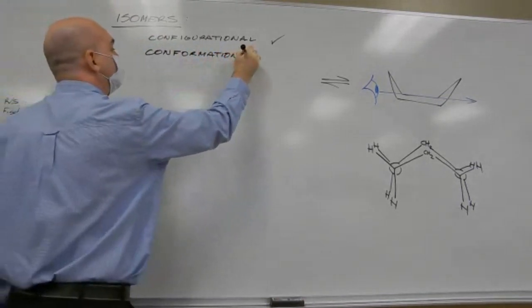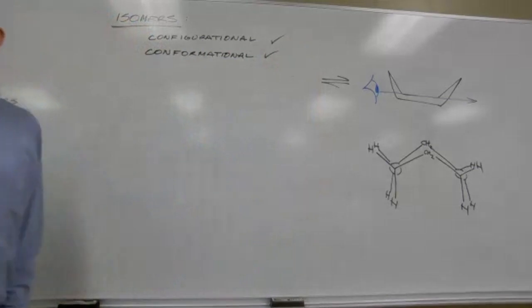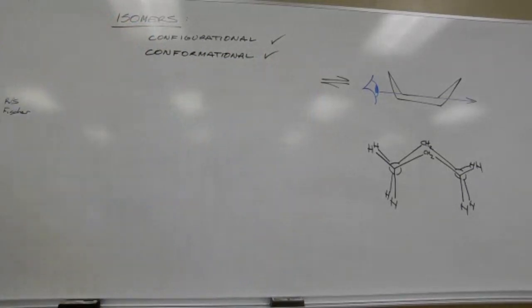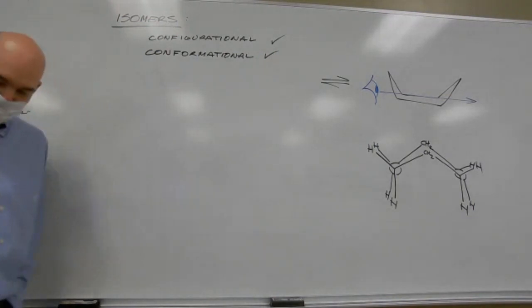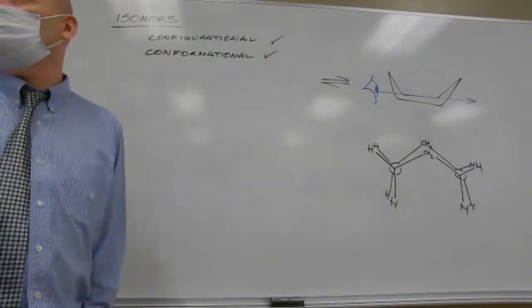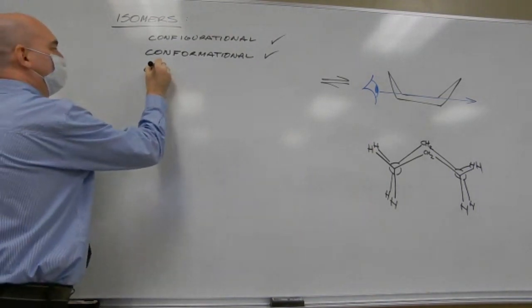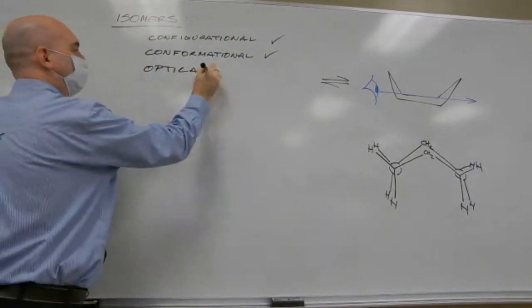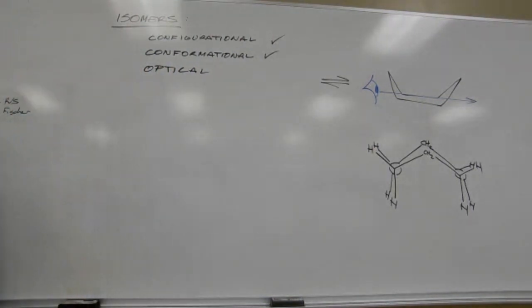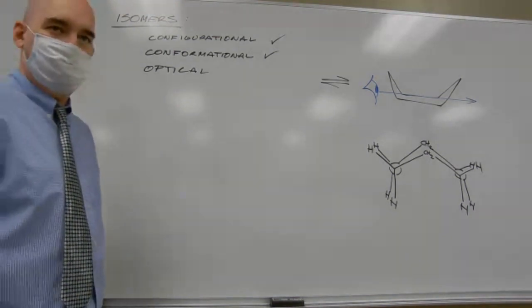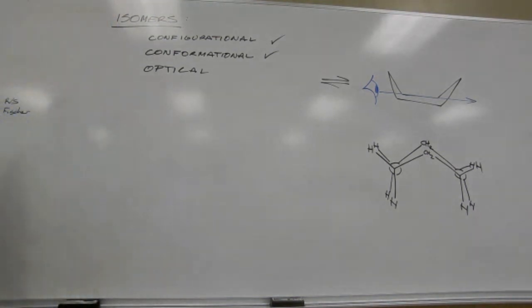Conformational, we've done. And we've done it with chain molecules, and we've done it with ring molecules. Optical, we haven't done optical yet. We can start optical isomers today, and optical isomers will be next week's lab activity.